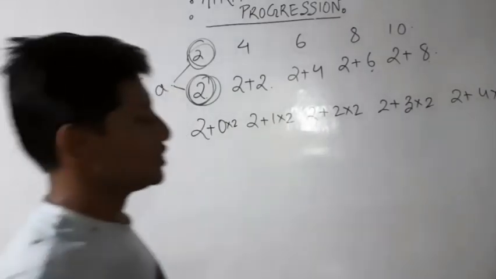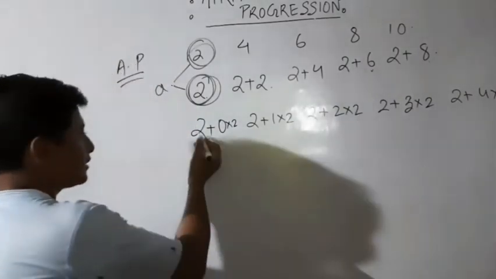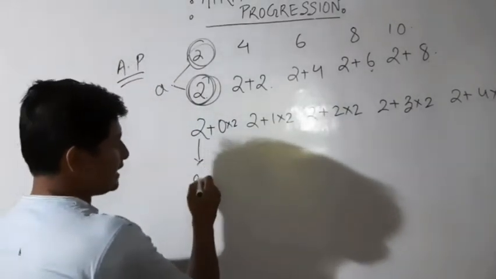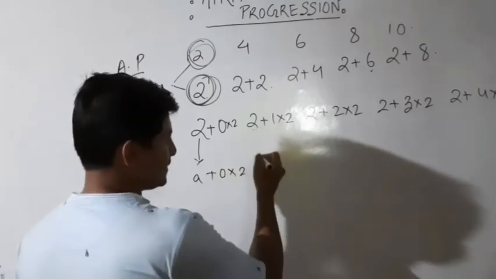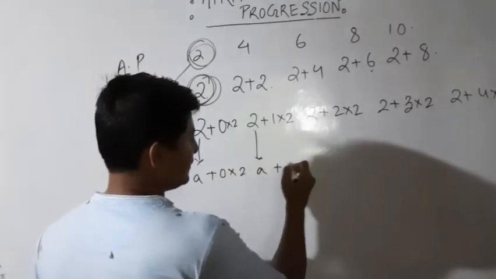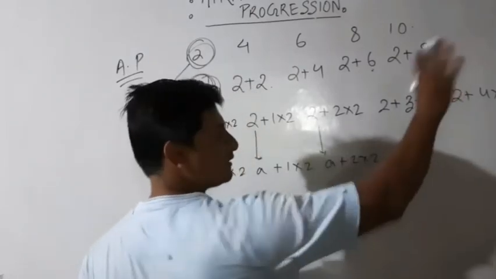In arithmetic progression, the first term is usually taken as A. It is the first term, okay? So here, in place of this 2, I'll write A plus 0 into 2. Here also, in place of this 2, I'll write A plus 1 into 2. Here also A plus 2 into 2. Accordingly, I can write that.